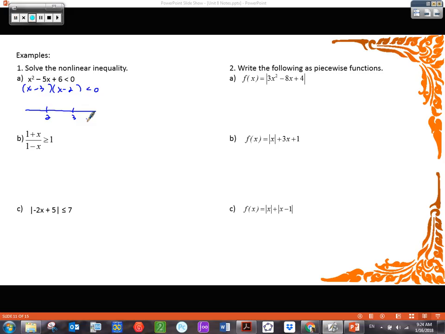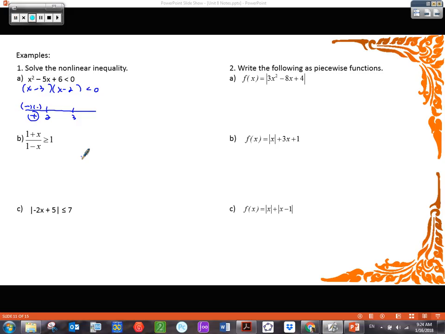Now this should be a review, but I'm going to write it all out to make sure we're okay. So I would encourage you not to write down your test numbers. I think that can be confusing. If I just look to the left of 2, I would use a 0 because I like 0. If I put 0 in here and here, I would get a negative times a negative, which would give me a positive. So that section would be positive.